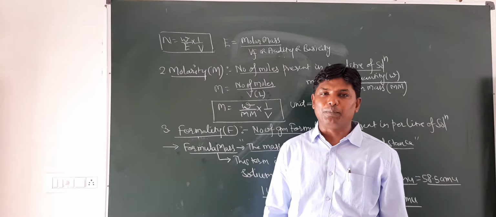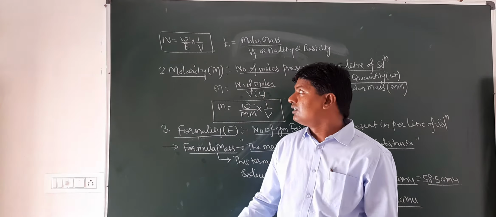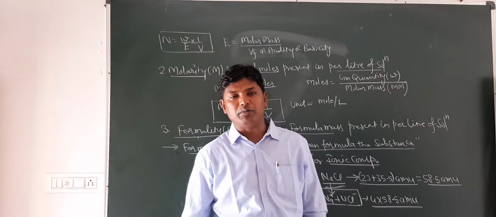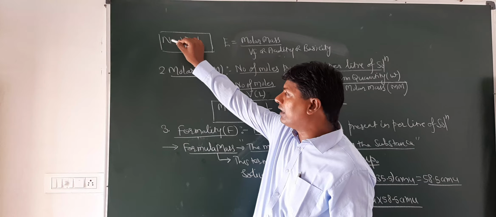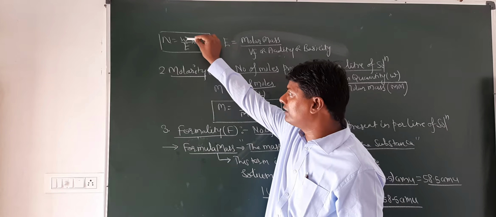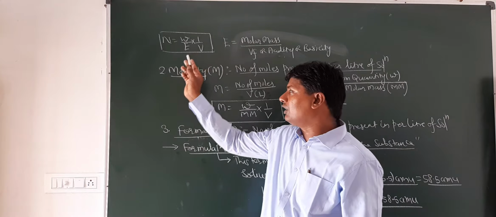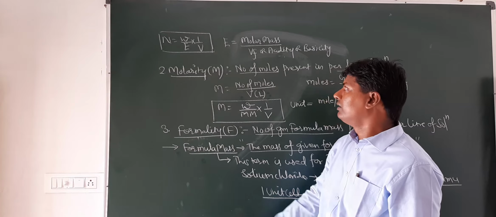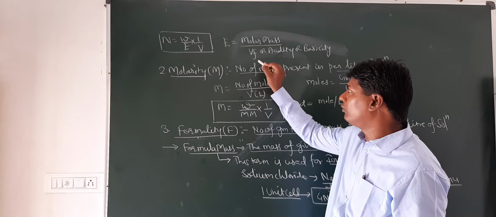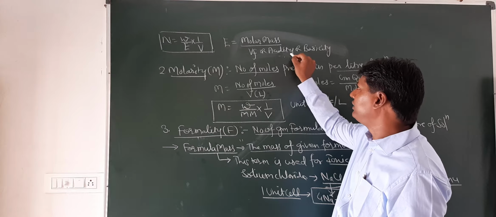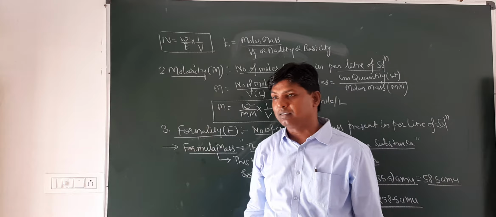Till now, what we have completed is the concentration term normality. So normality is what? Number of equivalents present in per liter of the solution. And its formula is what? The formula we wrote in our last class is W upon capital E into 1 upon V. Here we are using the term equivalent mass. So equivalent mass is what? Molar mass of the substance divided by valency factor, acidity or basicity. So this is the formula to find the equivalent mass.